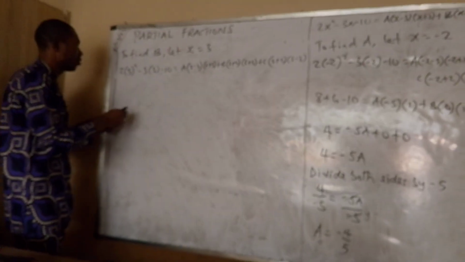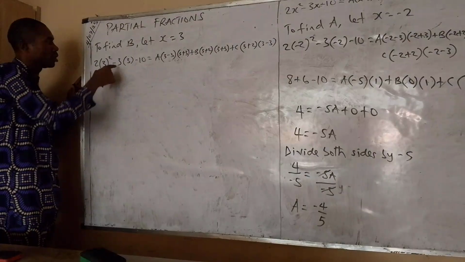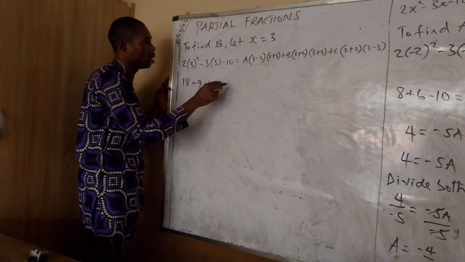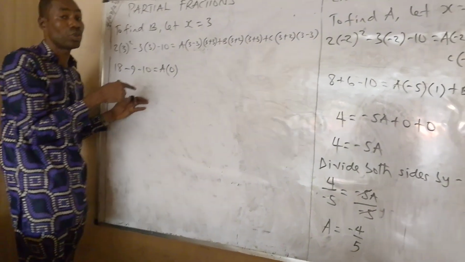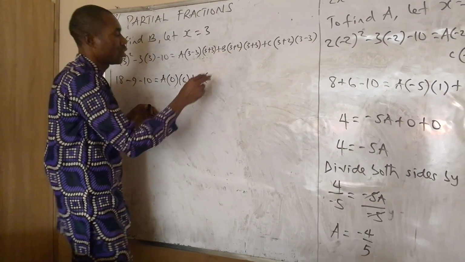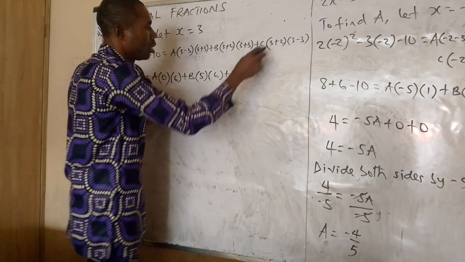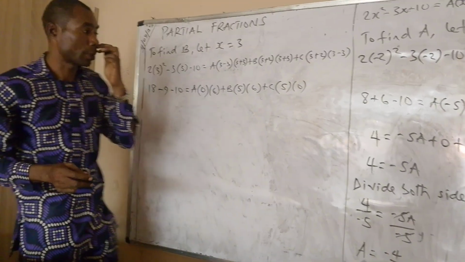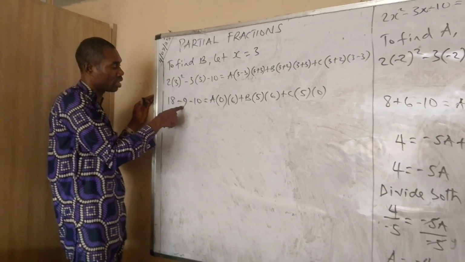Now let's expand the brackets we have there. 3 power 2 is simply 9. 9 times 2, 18. Minus 3 times 3 is minus 9, and then minus 10 equals our a into bracket 3 minus 3 is 0, which is what I'm trying to achieve. And then 3 plus 3 is 6 plus b, 3 plus 2 is 5, and then 3 plus 3 is 6, plus C, 3 plus 2 is 5, and then 3 minus 3 is 0, which is my aim of making x 3, to make the 0. So 18 minus 9 is 7, is it 7?